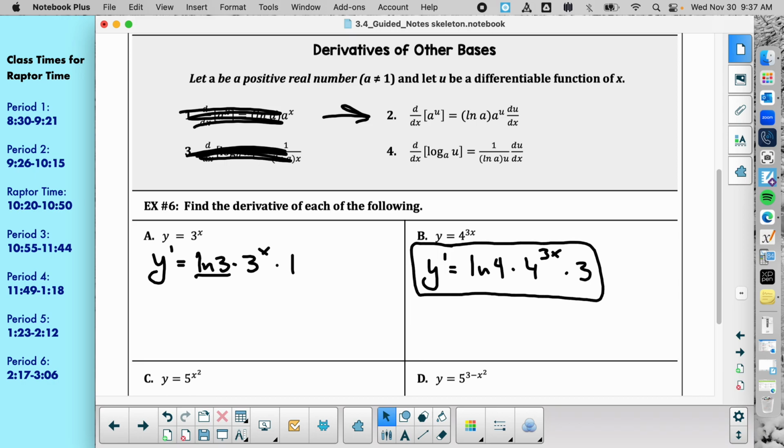Probably the only portion I could see being slightly different on multiple choice is that they would probably put the 3 in front of the LN4. So this is most likely what I would expect you to see on a multiple choice exam.